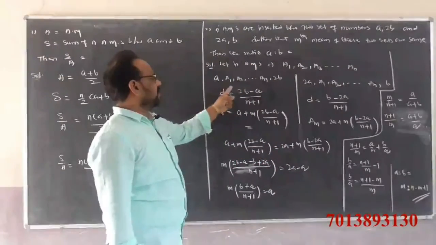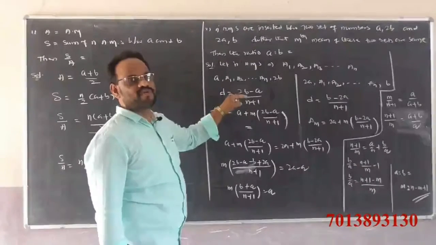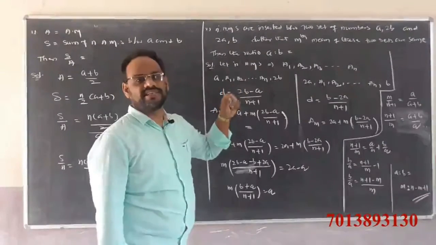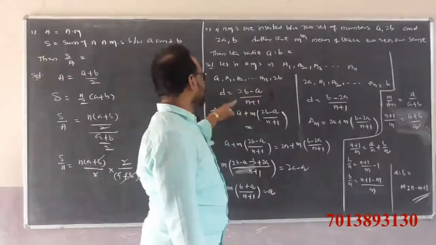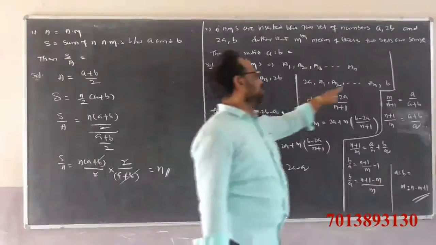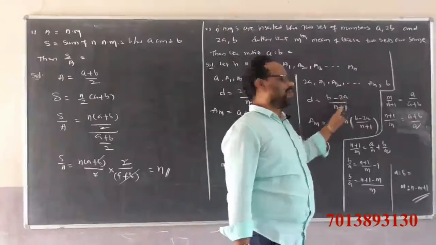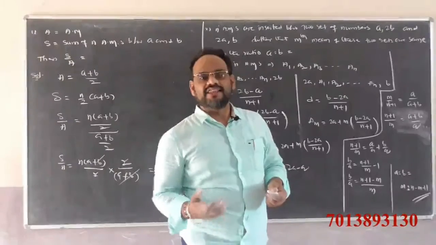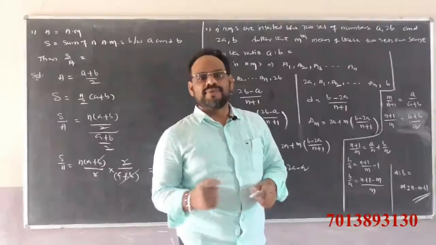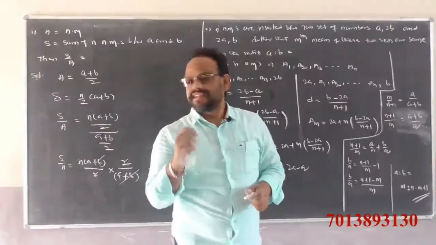So, if AMs are inserted between any two quantities, how do we find the common difference? D is equal to (B minus A) by (n plus 1). Here the B value is 2B, so (2B minus A) by (n plus 1). Here the A value is 2A, so (B minus 2A) by (n plus 1). How to find the nth term? The nth mean An is equal to A plus n into (B minus A) by (n plus 1).